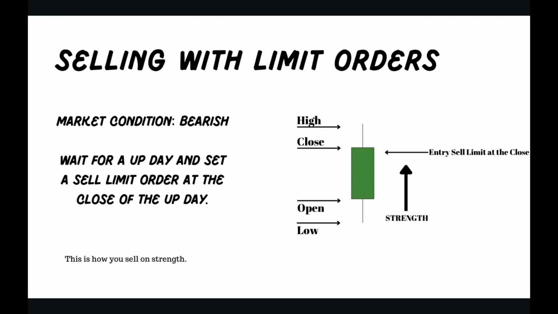When selling with a limit order, the market condition should be bearish. So you've come to a higher time frame analysis that the market is going to trend lower. It's going to draw down to some type of discount array. You're going to wait for an up day and set a sell limit order at the close of the up day. This is how you sell on strength. So you're placing a sell limit at the close of the up close candle.